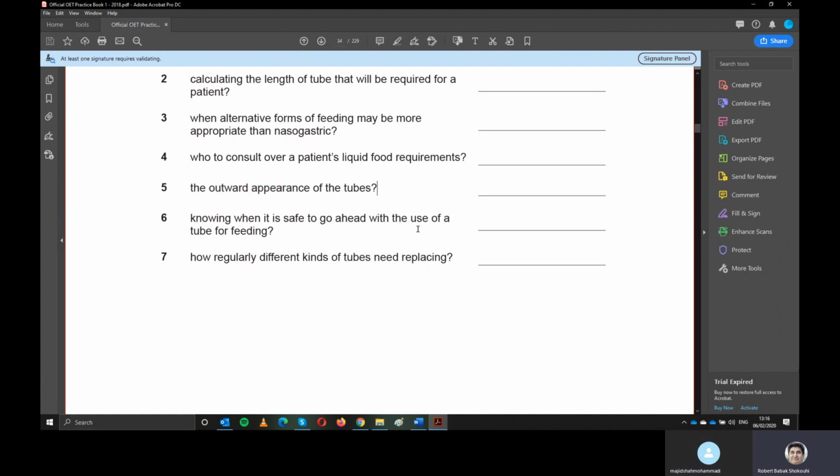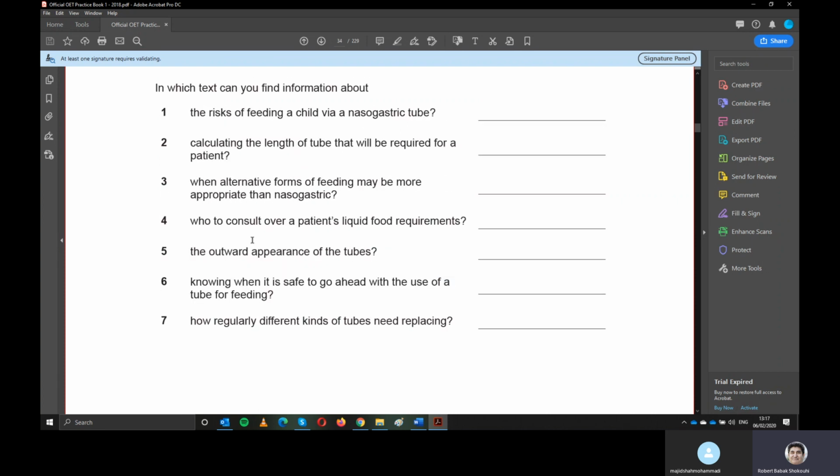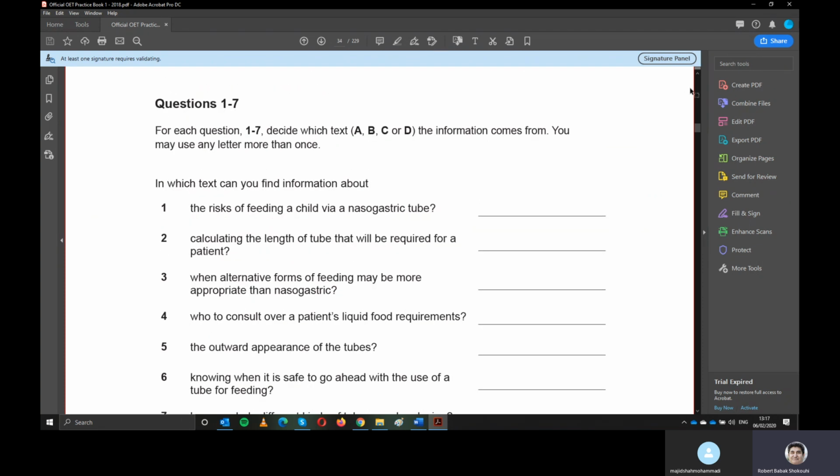Knowing when it's safe to go ahead with the use of a tube for feeding. When it is safe. This is the procedure, or actually the flow chart. Yes, it is C. And how regularly different kinds of tubes need replacing. We didn't see that. Now we can go and check. So risks of fitting. Let's go look.